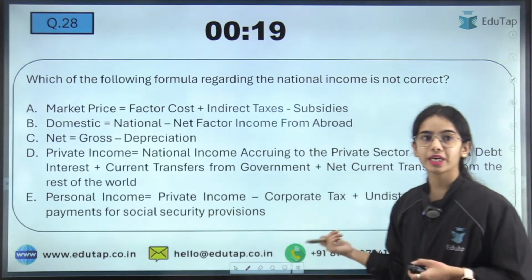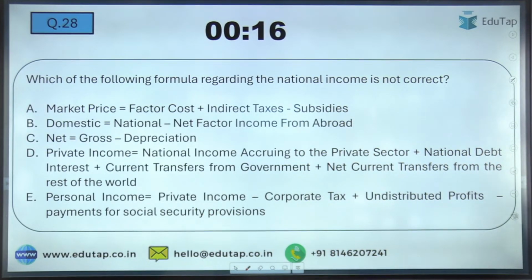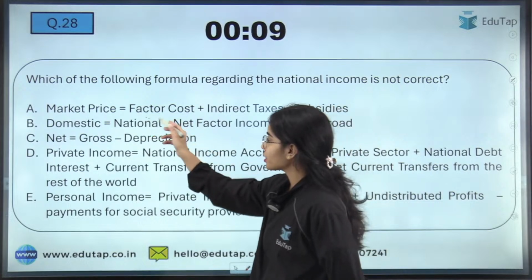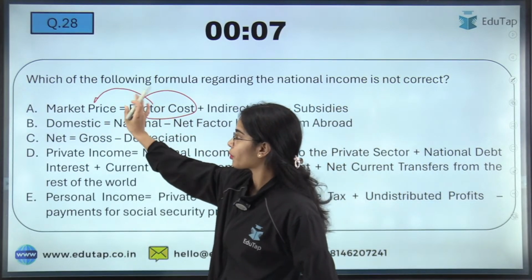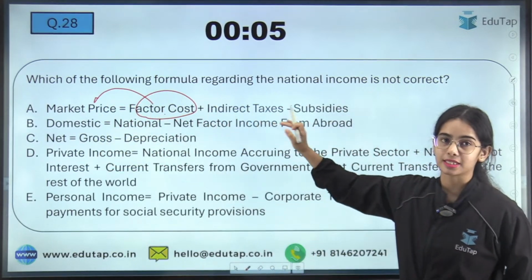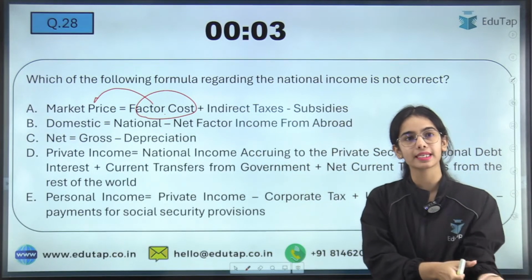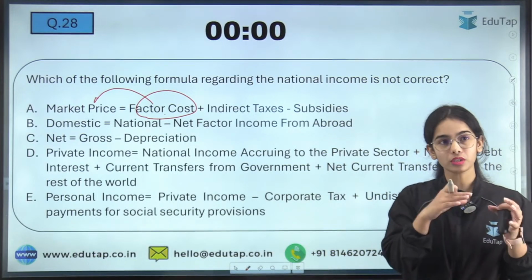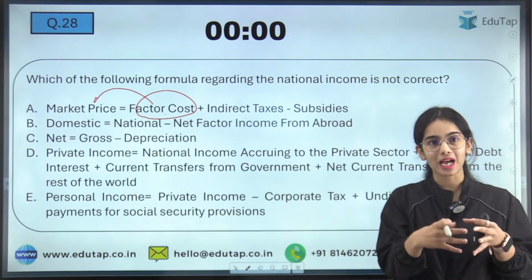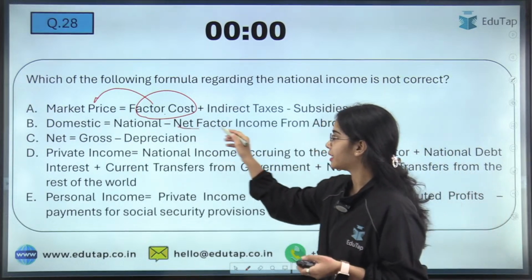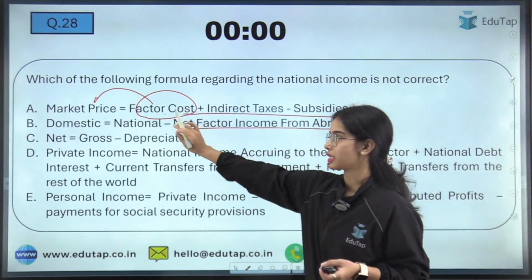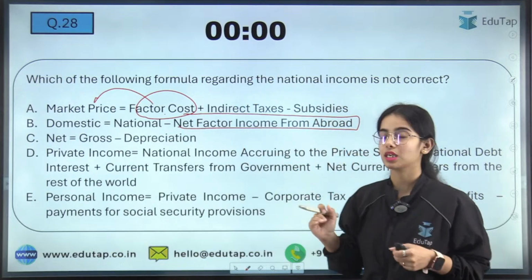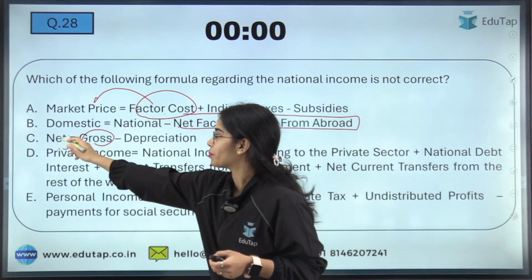Now coming to the next question, try to answer this question. First of all, the factor cost. If you want to go from factor cost to market price, add the indirect taxes and deduct the subsidies. That is correct. Domestic to national adds net factor income from abroad, so going from national to domestic, deduct the net factor income from abroad. From gross to net, deduct the depreciation.